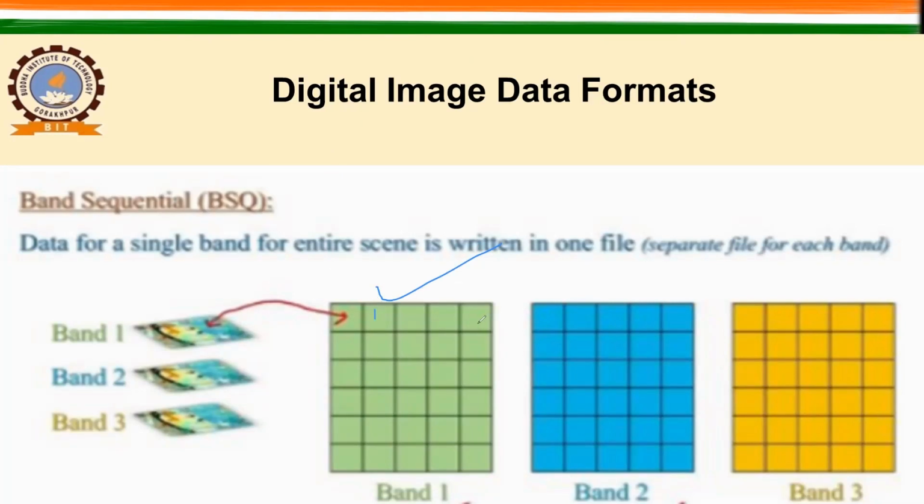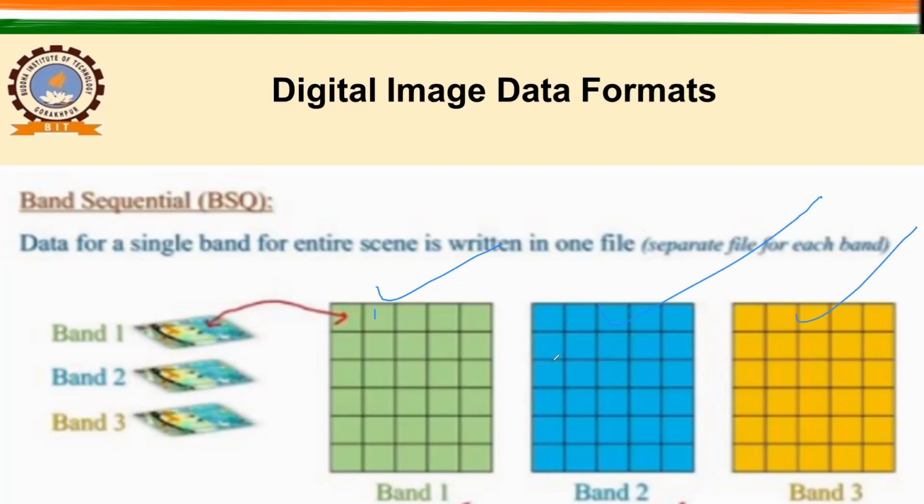Likewise for band 2 also you have one matrix, and for band 3 you may also have one matrix. So for different bands we have different matrices. So in band sequential, data for a single band for the entire scene is written in one file, a separate file for each band. So this is the easiest.